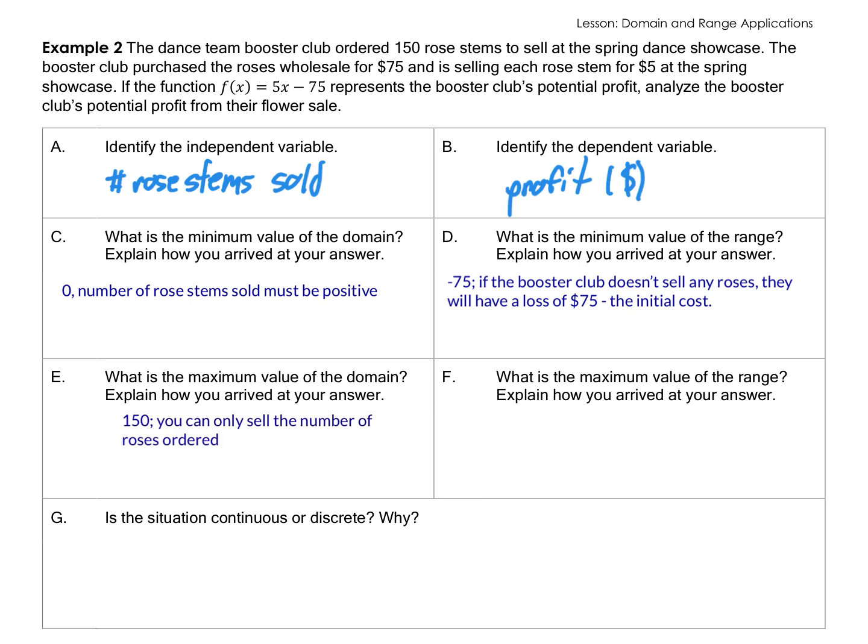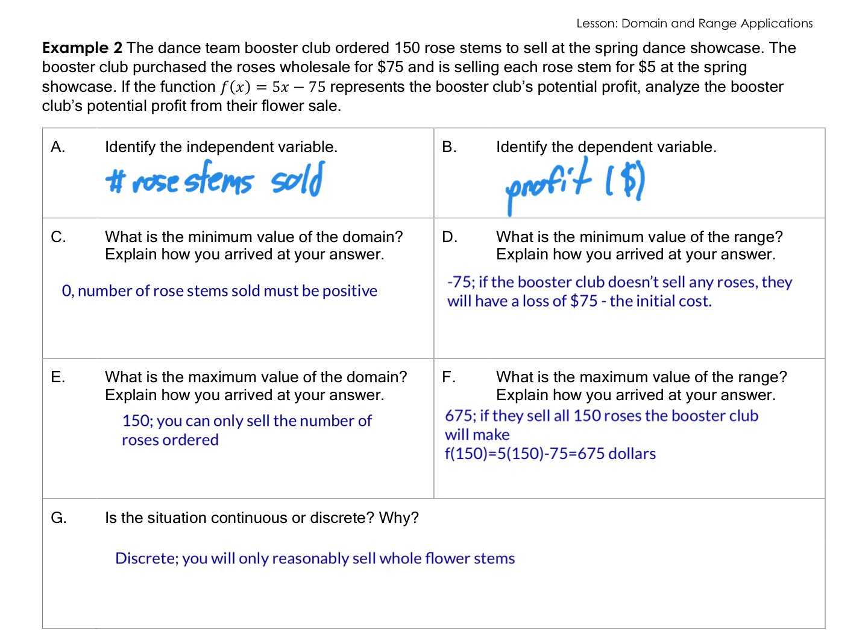Now, what is the maximum value of the domain, and explain how you arrived at your answer. In this case, the Booster Club only ordered 150 rose stems to sell, so they cannot sell more than they have. If the Booster Club sells all of the roses, they will make a profit of f of 150, which equals 5 times 150 minus 75, or $675. So this is the maximum value of our range, and this situation is discrete because it is reasonable to sell whole flower stems, not parts of flower stems. So selling 2.35 flowers is not reasonable.